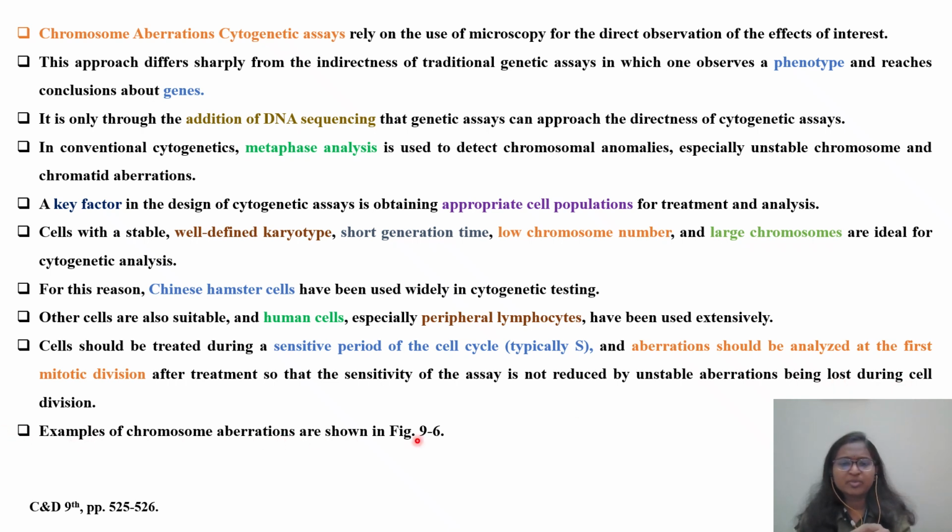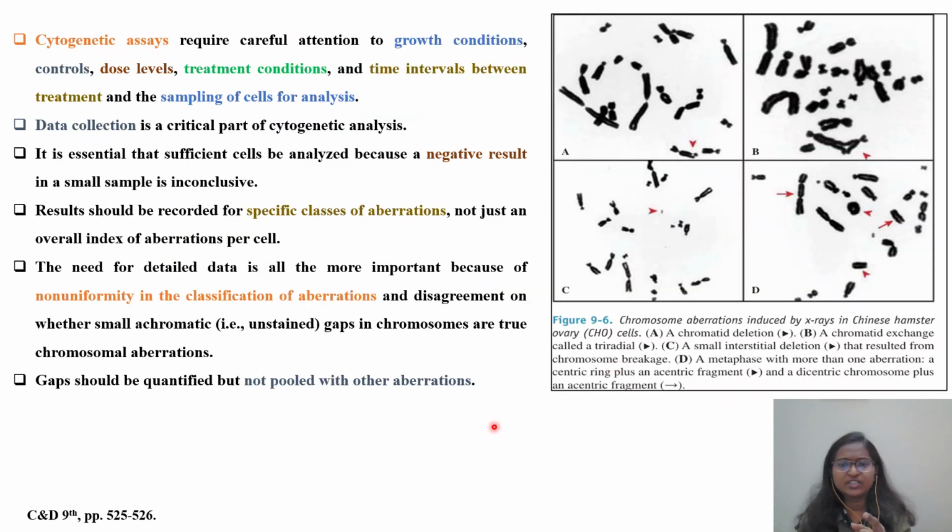Examples of chromosome aberrations are there in figure 9.6. In Klaassen, two pictures will be there, and in this presentation I will give them. This is figure 9.6, chromosome aberrations induced by X-rays in Chinese hamster ovary cells. If you look at picture A, it is a chromatid deletion. And if you look at picture B, it is a chromatid exchange called a triradial.